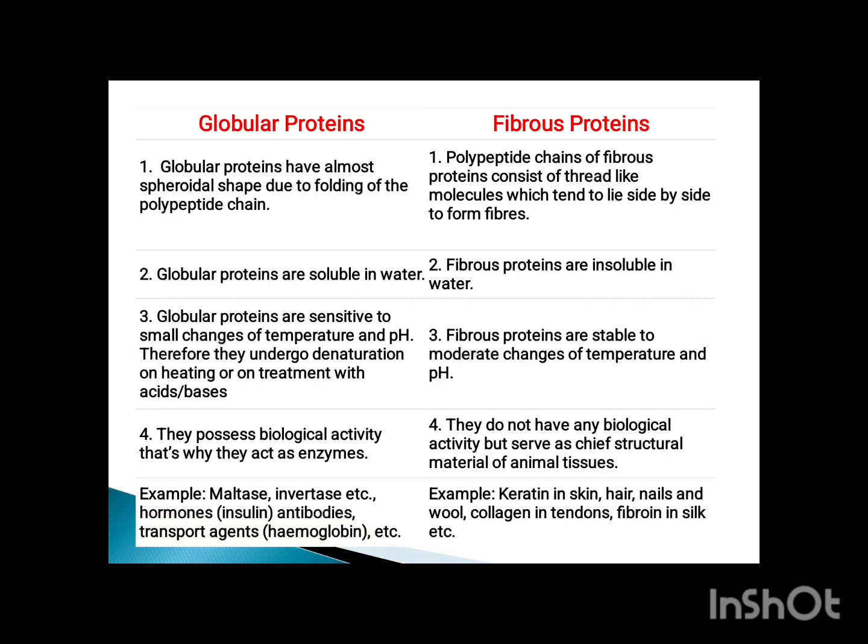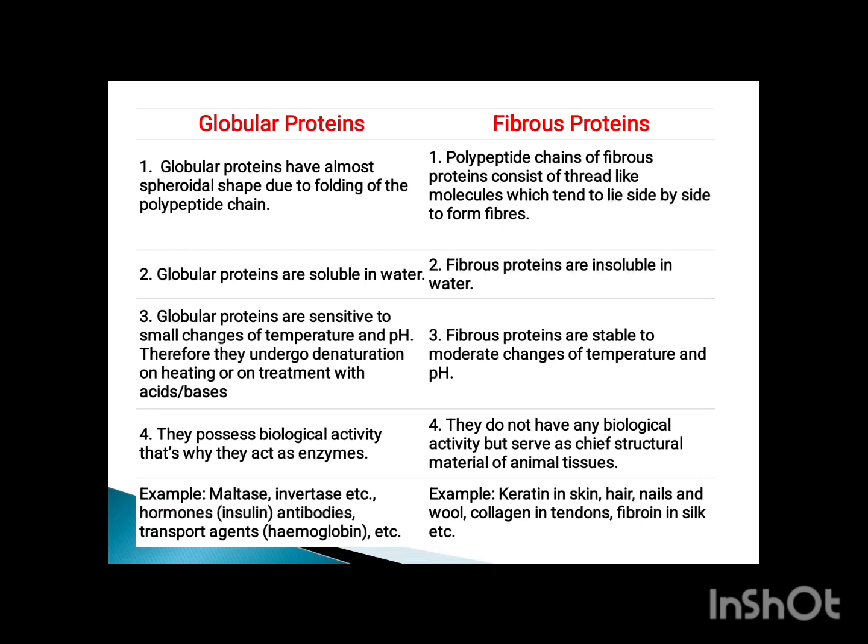Globular proteins are sensitive to small changes of temperature and pH. Therefore, they undergo denaturation on heating or on treatment with acids or bases. Fibrous proteins are stable to moderate changes of temperature and pH. Globular proteins possess biological activities. That's why they can act as enzymes. Fibrous proteins do not have any biological activity but serve as the chief structural material of animal tissues.